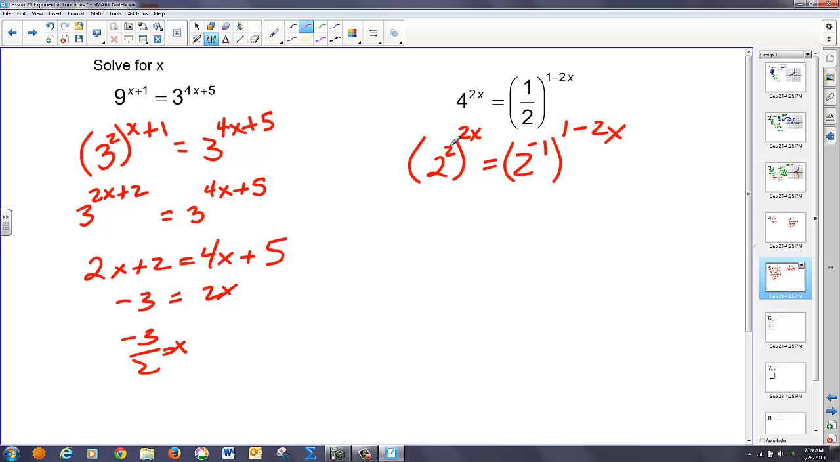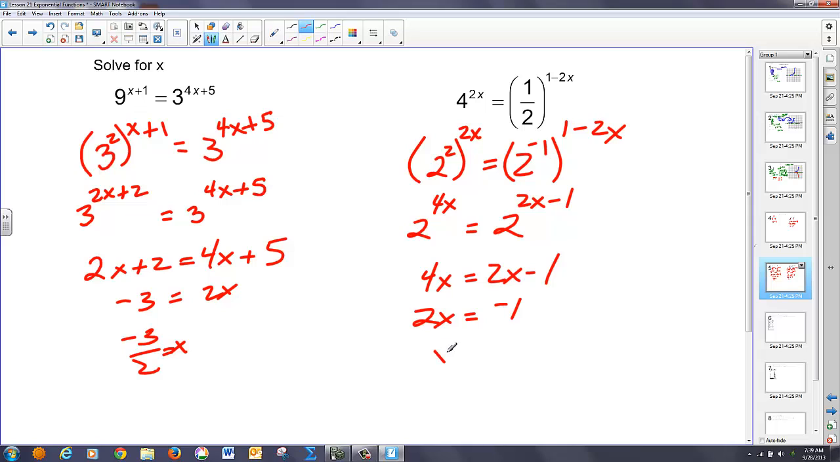Again, I have power quantities raised to another power, so I'm going to multiply powers. That's 2 to the 4x is equal to 2 to the 2x minus 1, distributing the negative 1 through. Again, I can drop the bases out, so that's 4x equals 2x minus 1, 2x equals negative 1, and x is equal to negative 1/2.